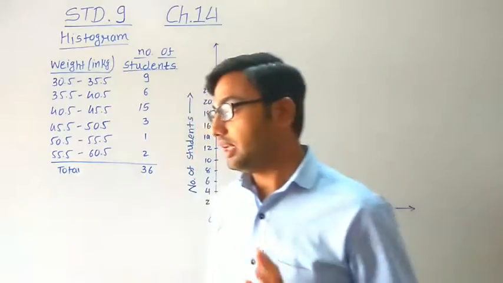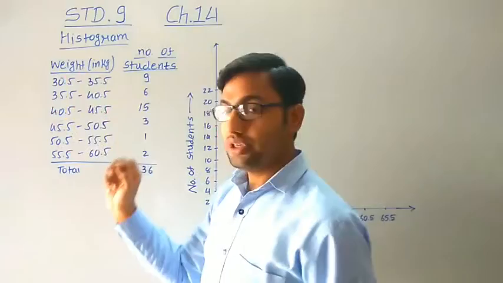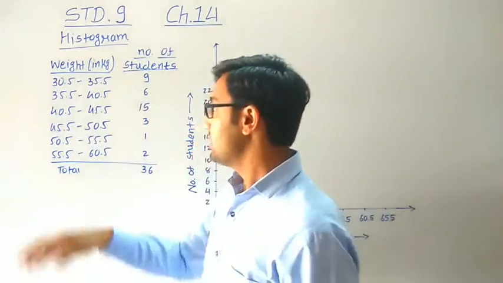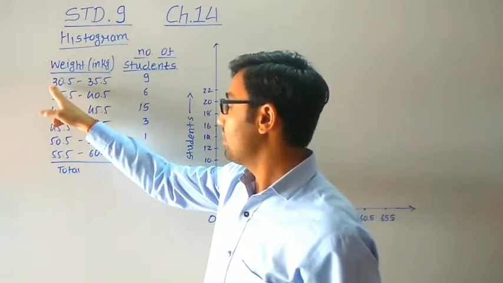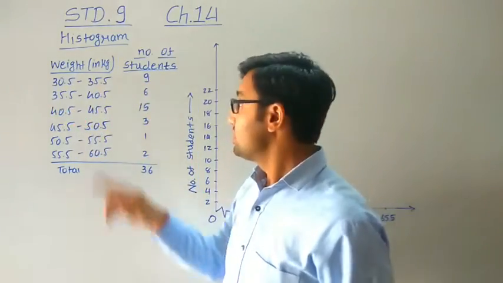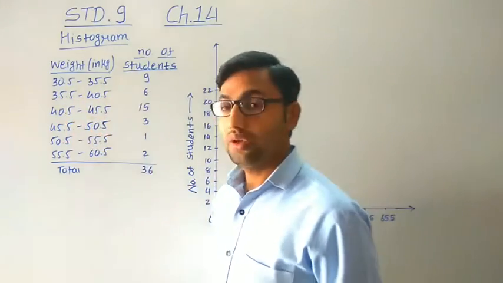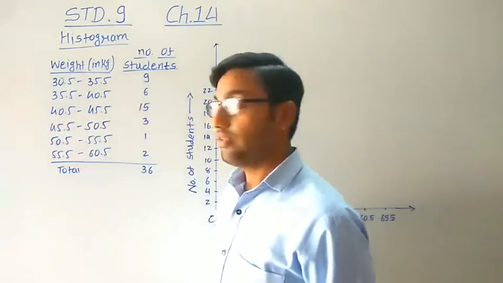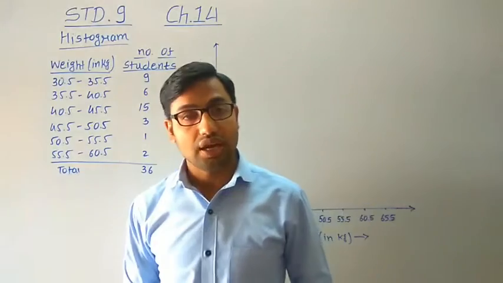As an example here, we have taken the weight of the students and the number of the students. The first data here is that 9 students have a weight between 30.5 and 35.5. 6 students have a weight of 35.5 to 40.5. 15 students have a weight of 40.5 to 45.5. In this way, a total of 36 students are there.